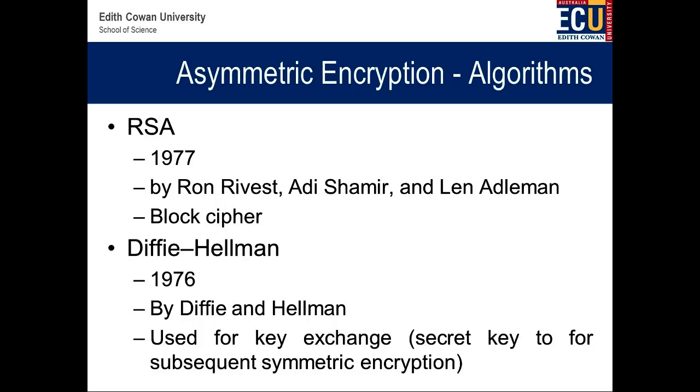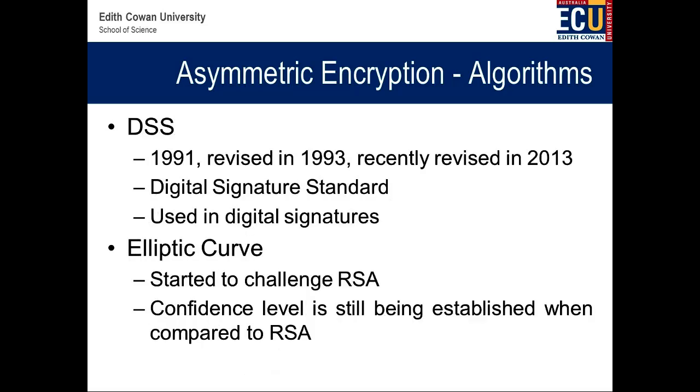Then there is Diffie-Hellman. It was introduced in 1976 by Diffie and Hellman. It was used for key exchange, of secret keys or for other symmetric encryption as well. We have DSS, which stands for Digital Signature Standard. It was introduced in 1991, revised in 1993, and recently revised in 2013. DSS is only used in digital signatures, not any of the other categories that we discussed in the earlier slide.